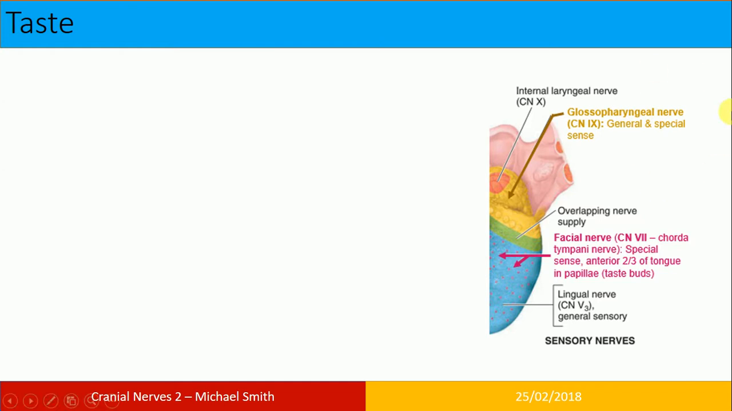So our sensation of taste, as we said, the anterior 2/3 of our tongue is supplied, the taste is supplied by cranial nerve 7, and our chorda tympani, and then the cranial nerve 5C supplies our normal sensation, so that sort of touch and pain and temperature in this area. And then the posterior part is supplied by our cranial nerve 9, which does both our taste and our normal sensation.